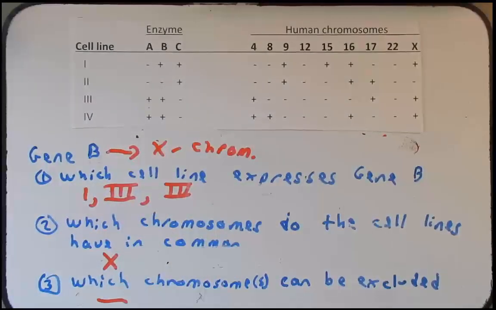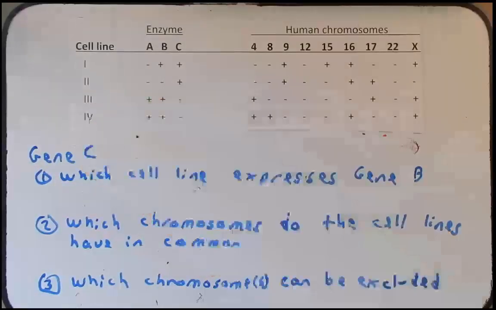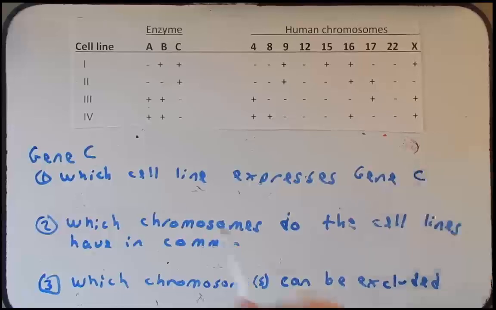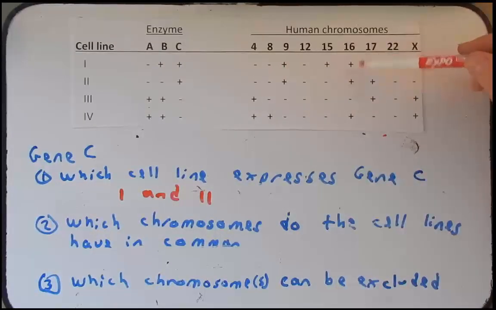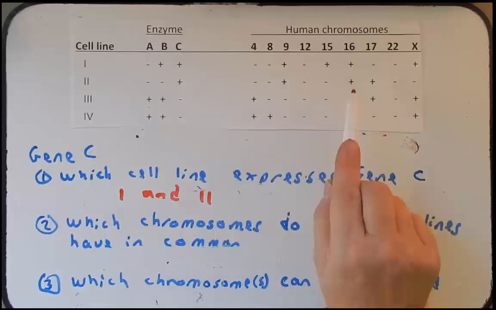Let's look at gene C next. So gene C. With gene C, we want to look and see which cell lines express gene C. Cell lines 1 and 2 express gene C. All right, now, which chromosomes do the cell lines have in common? Chromosomes 9 and 16 are both found in cell lines 1 and 2. So we know that the gene C must be found on chromosomes 9 or 16.